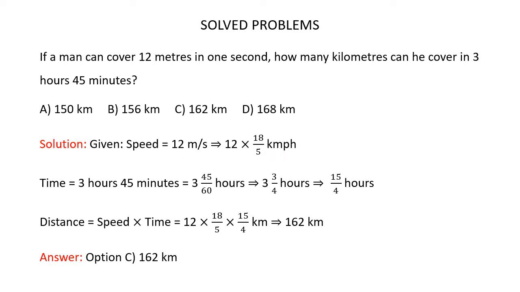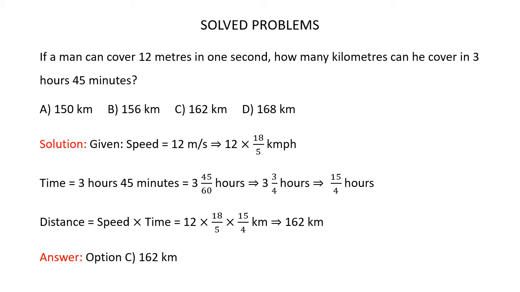Now time is given as 3 hours 45 minutes. We are supposed to find how many kilometers the man can cover in 3 hours 45 minutes. Now convert this 45 minutes to hours. So we have 45 by 60 hours. So time is 3 and 45 by 60 hours. On simplifying this, we get 15 by 4 hours. So time is 15 by 4 hours.